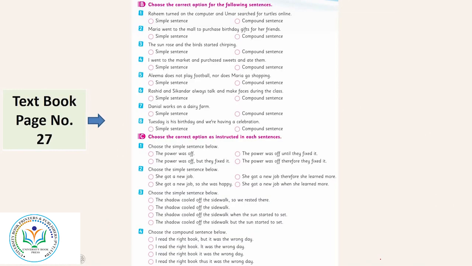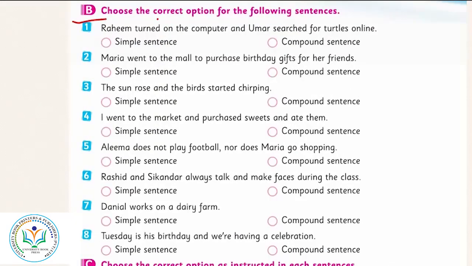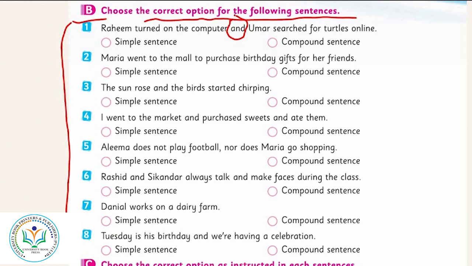Look at the exercise. Section B. Choose the correct option for the following sentences. We have 8 sentences here and we have to choose the right one. We have 2 options for each sentence. Rahim turned on the computer and Umar searched for turtles online. Is it a simple sentence or a compound sentence? It is very obvious, because we have a coordinating conjunction here, so it is a compound sentence. Look at the second one. Maria went to the mall to purchase a birthday gift for her friends. We don't have any coordinating conjunction here, so it is a simple sentence.